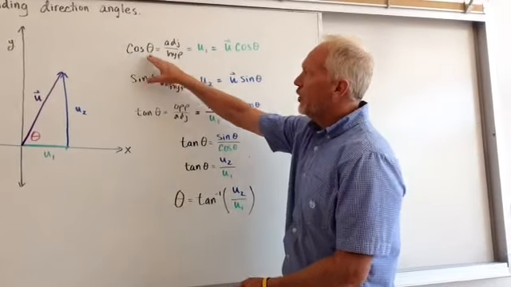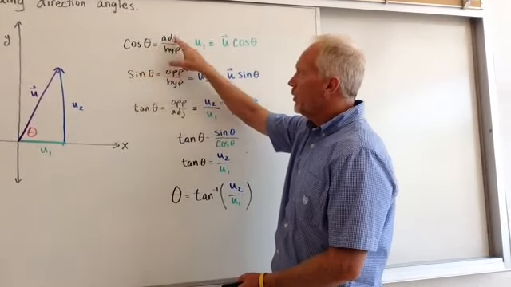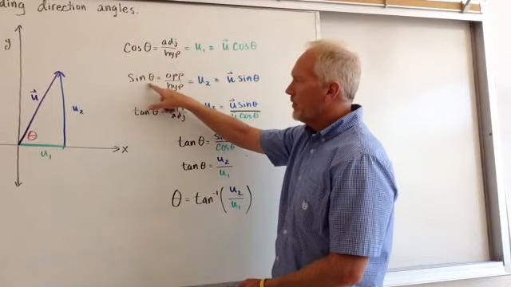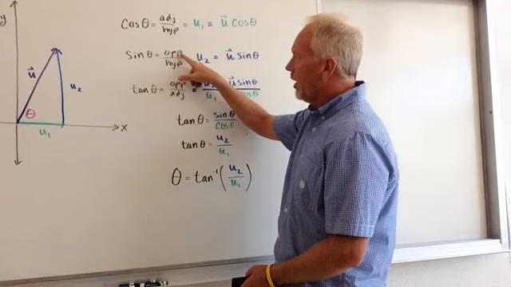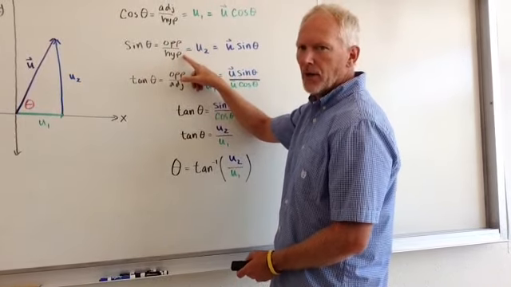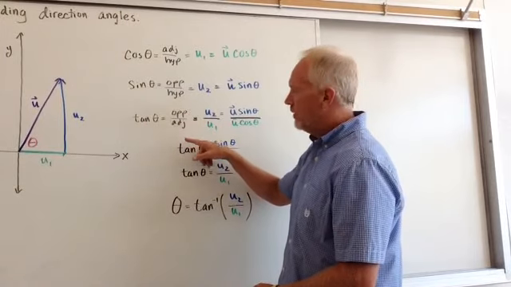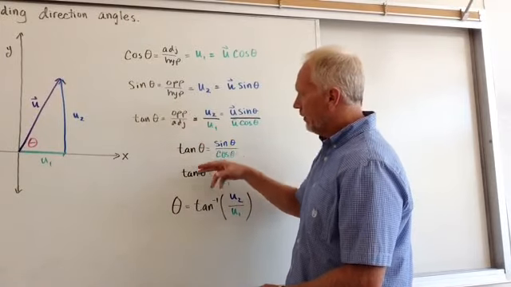Here we have cosine, if you recall, is equal to the adjacent side over the hypotenuse. We have sine is equal to opposite over hypotenuse. And we have tangent, which is opposite over adjacent. Okay, so here we have that.